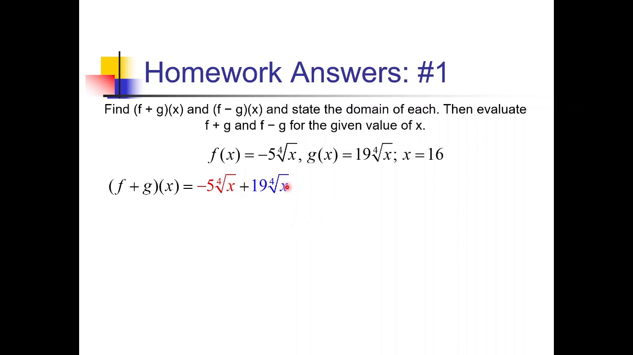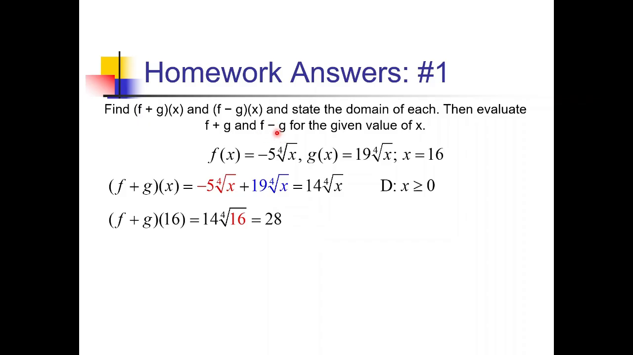Since these are both fourth roots of x, we can add them as like terms. So negative 5 plus 19 is going to give me 14, and then the fourth root of x. And for the domain on that one, since this is an even root, we can't have negative radicands, so we need to have x greater than or equal to 0 for that. And now plugging 16 into that, we've got the fourth root of 16, which is 2, times 14 gives me 28.